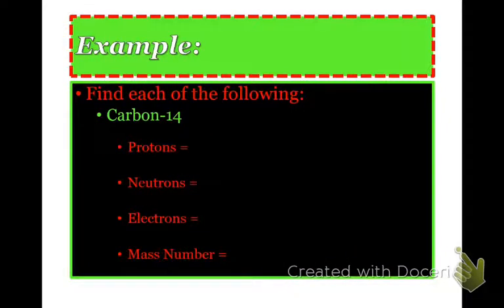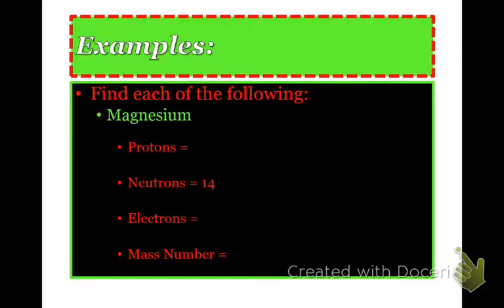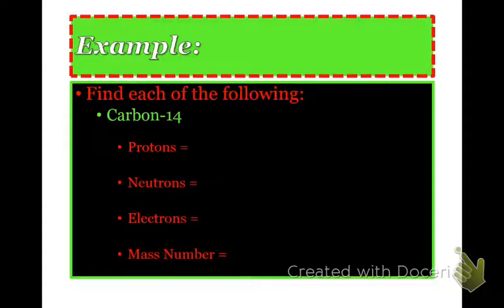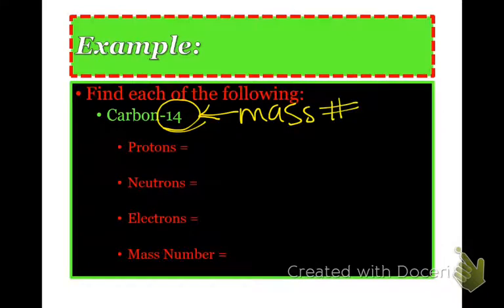So let's do an example. Going back, carbon 14. Remember I said we have two carbons, carbon 13 and carbon 14. Carbon 14 is an isotope of carbon. Now, what does the 14 mean? The 14 at the end, if they ever give you that, is your mass number. So they gave you some good information.